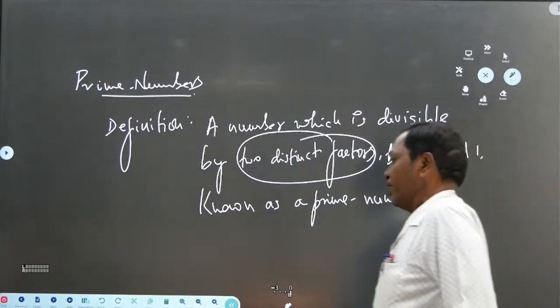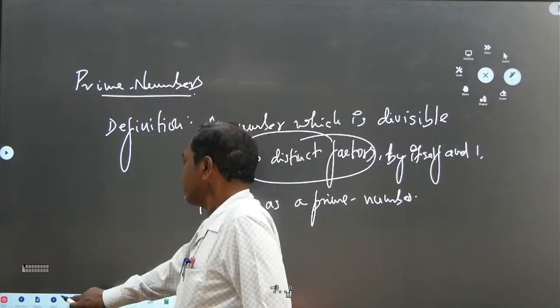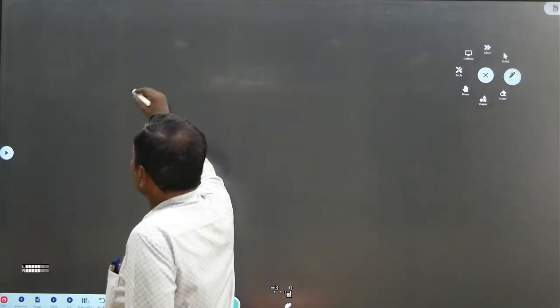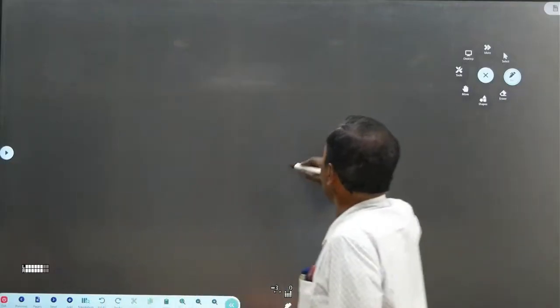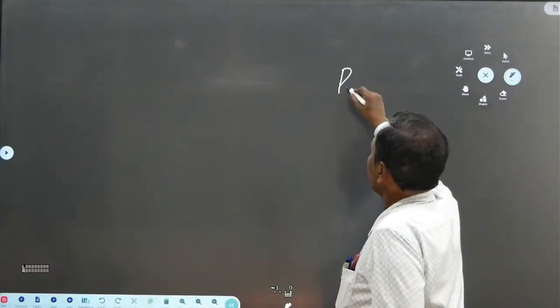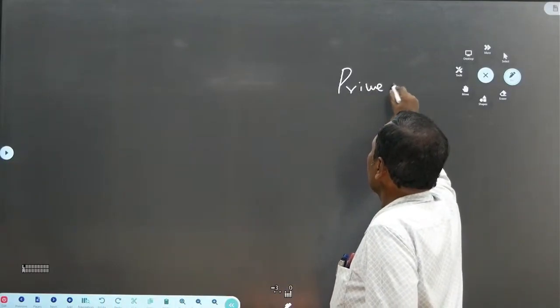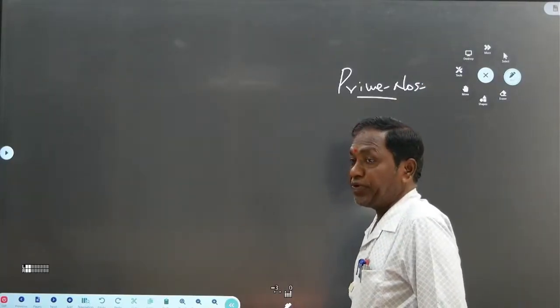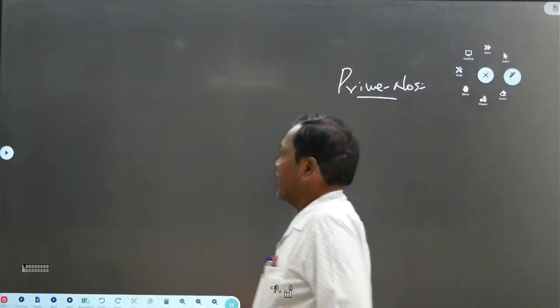Right. Now let us check that. For example, which are the prime numbers you can take? What are the prime numbers? You need to know the prime numbers till 100.